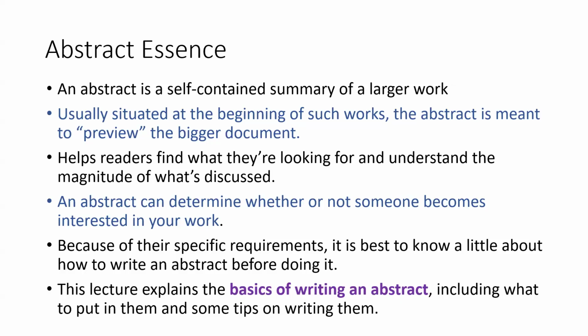The second bullet point: usually you place it at the beginning of your work, right? Usually situated at the beginning of such works, the abstract is meant to preview the document, right? What does that mean? So you place it at the beginning of the document, whether it's a thesis or a paper. Even though it comes first, it usually is written last because you have to write the abstract once you finish writing the thesis or the paper. So even though you place it at the beginning of the document, it is written last, right?